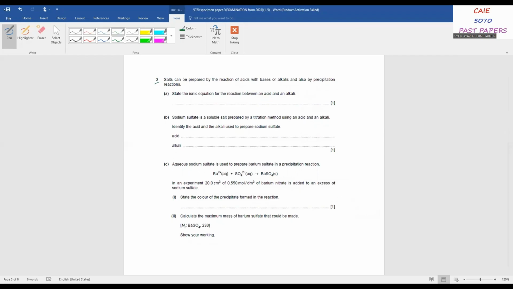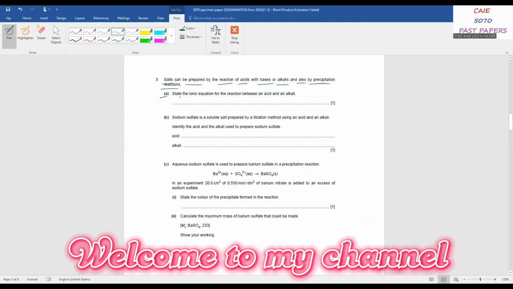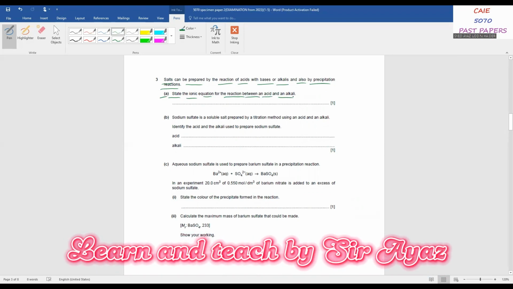Part 3, question number 3. Salts can be prepared by the reaction of acids and bases or alkalis, and also by precipitation reactions. A, state the ionic equation for the reaction between an acid and an alkali.